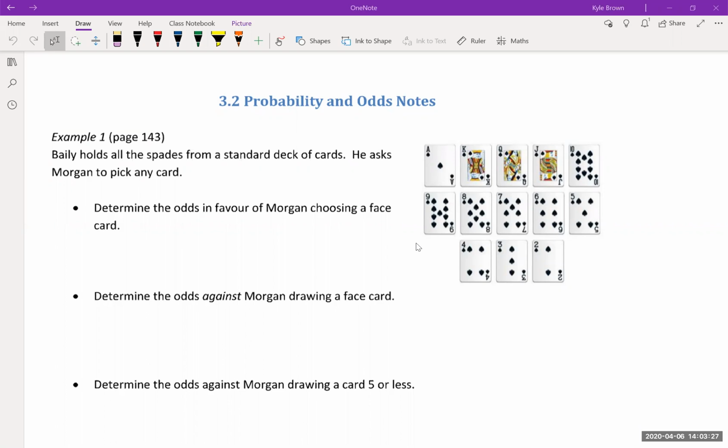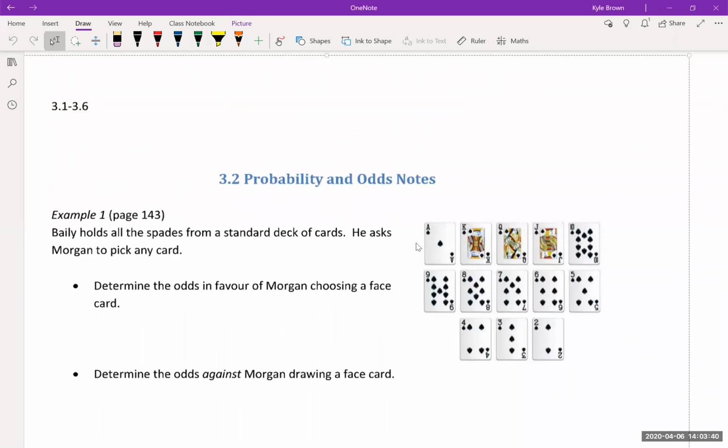It says Bailey holds all the spades from a standard deck of cards. He asked Morgan to pick any card. Determine the odds in favor of Morgan choosing a face card. So you guys remember the difference between odds and probability? It's the main thing here.